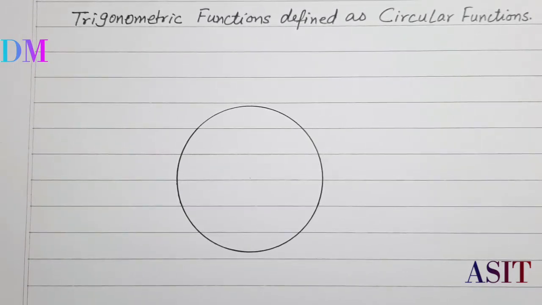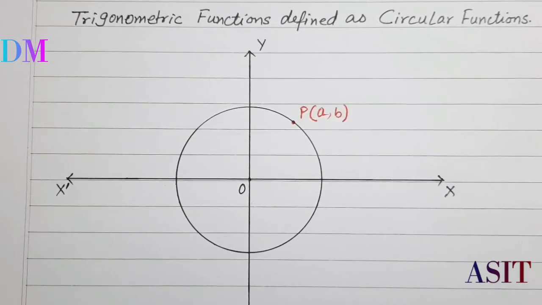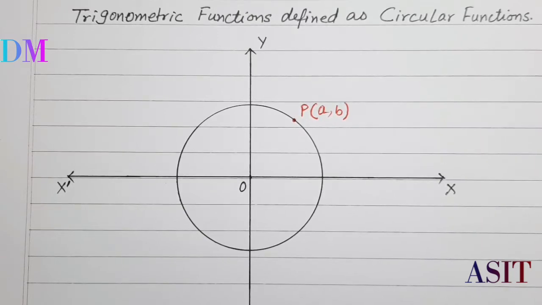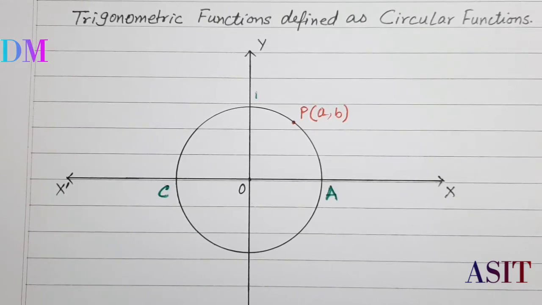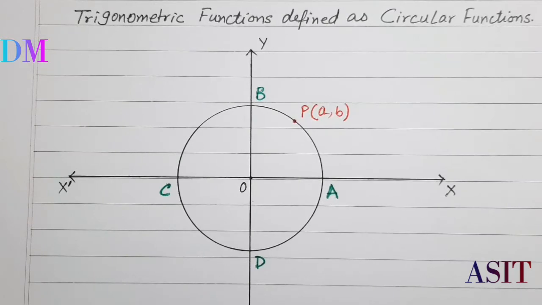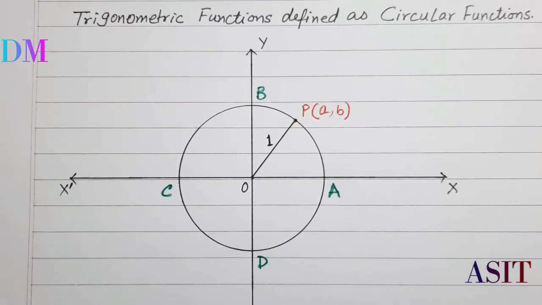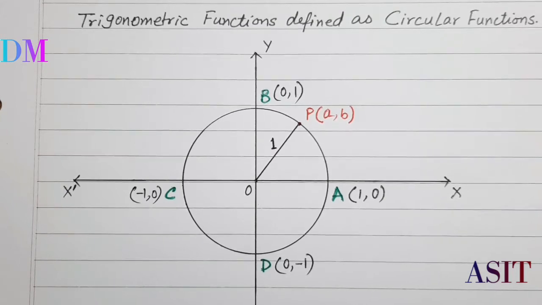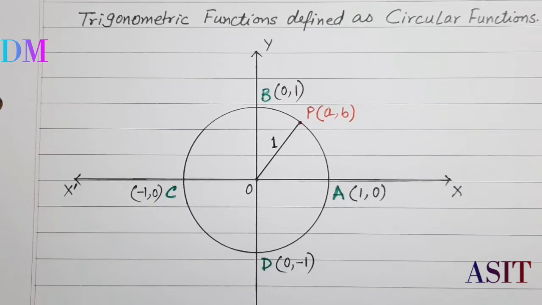Now let us consider a unit circle with center at the origin of the coordinate axis. Let P be any point on the circle, and let us consider the coordinate of P is (a, b). Let the circle intersect the x-axis at A and C and y-axis at B and D. Now since the circle is a unit circle, the length of OP is 1 unit and the coordinates of A, B, C and D will be respectively (1, 0), (0, 1), (-1, 0) and (0, -1).